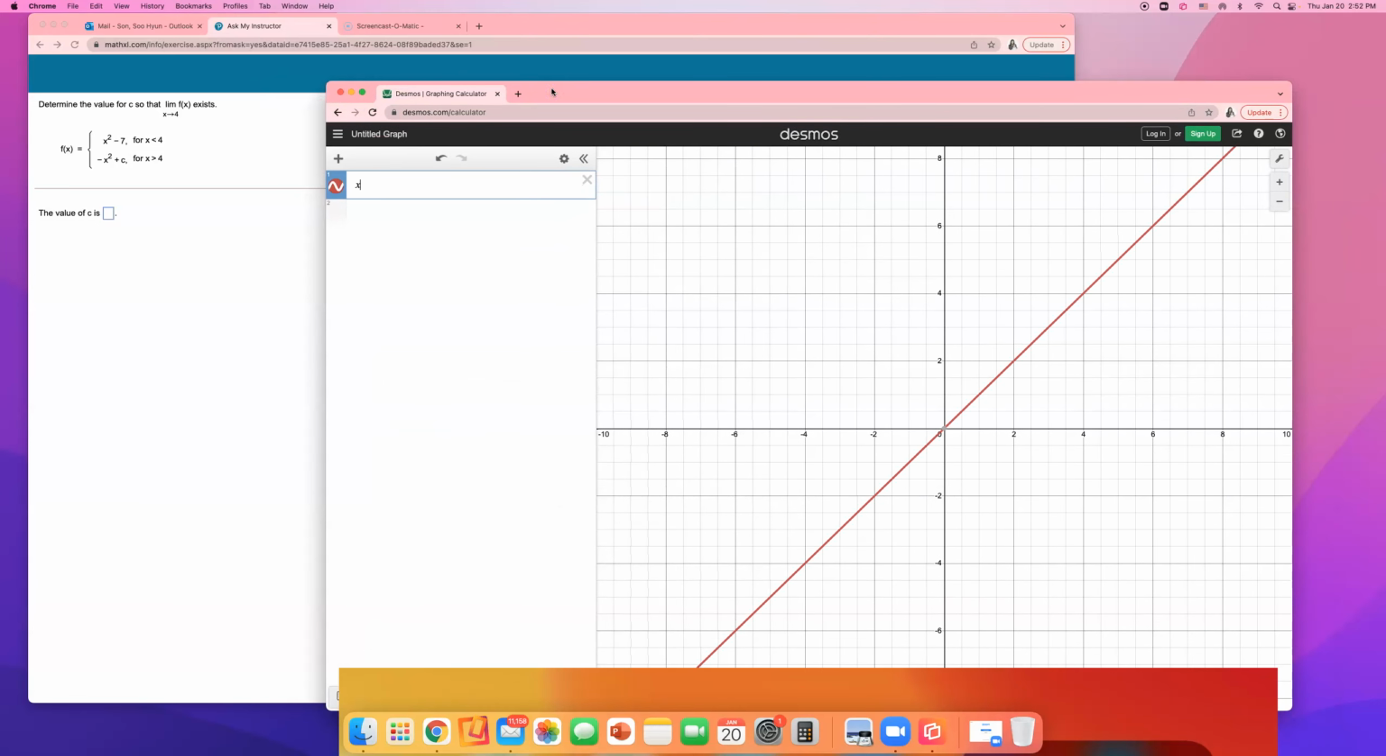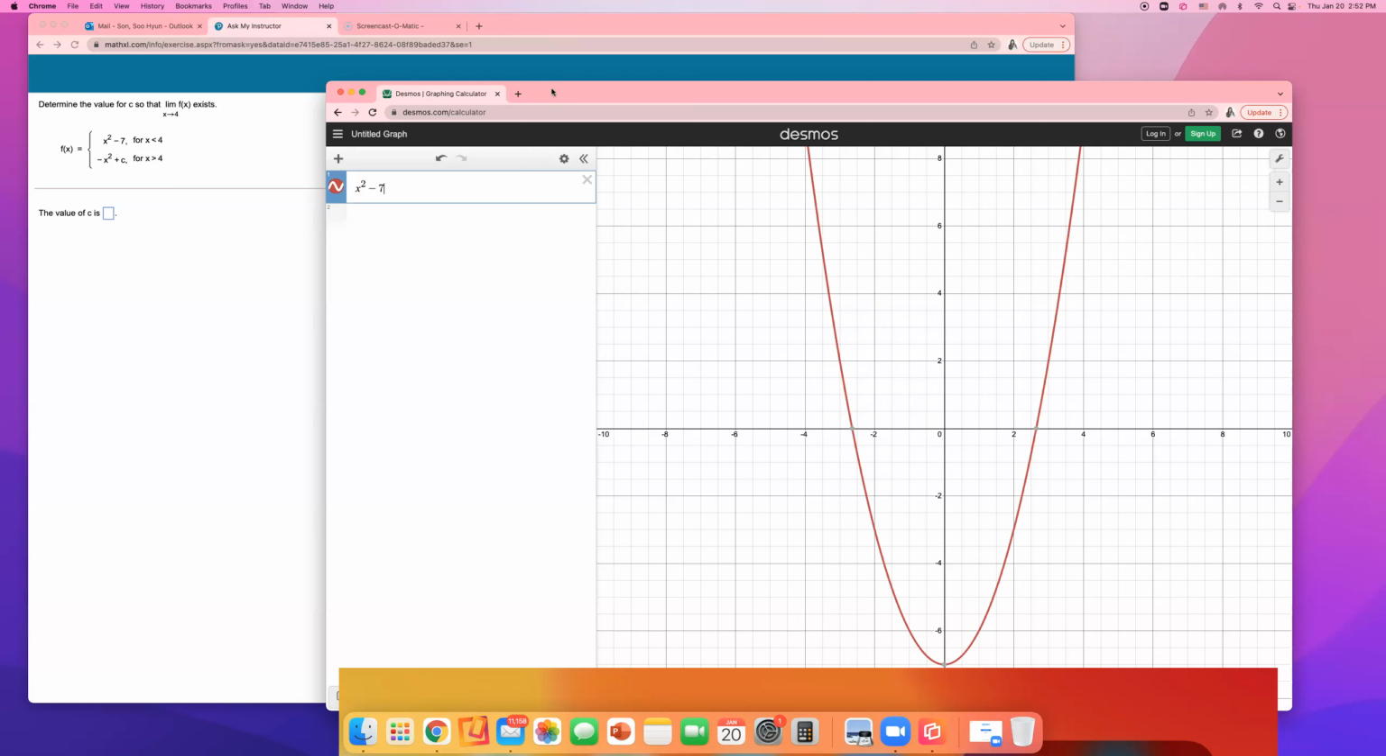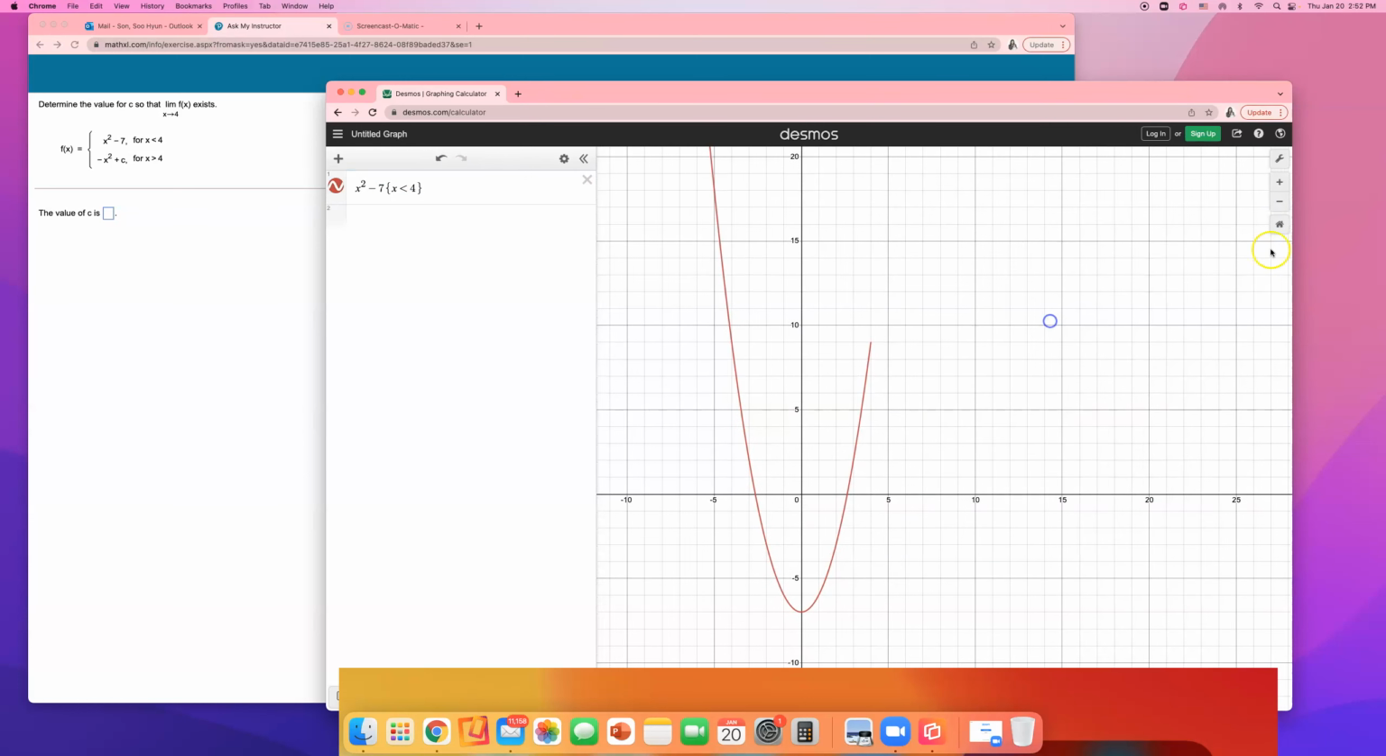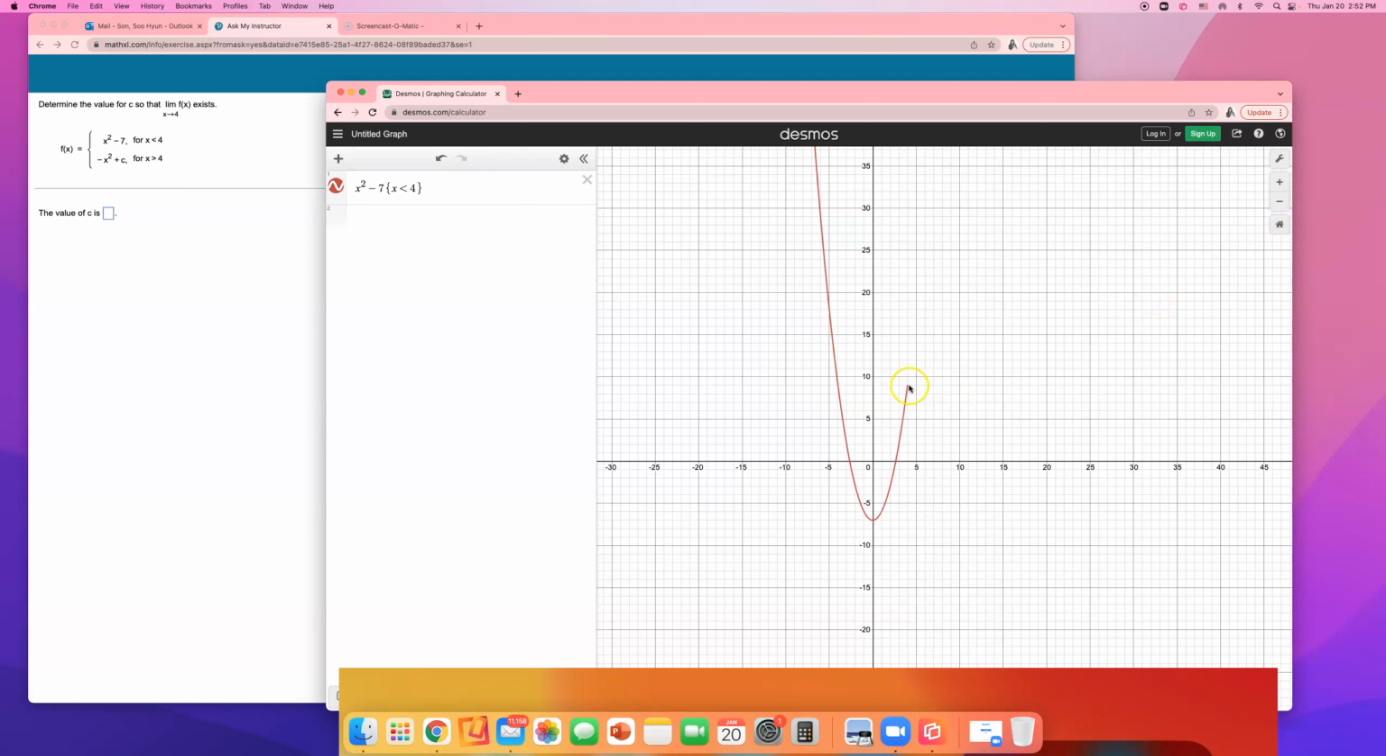I'll go ahead and type in x squared minus 7, and that is for x is less than 4. Notice that I'm using this fancy looking bracket to set the domain here, right? The first piece is going to be a part of a parabola, but that stops at 4, and we will have an open circle at 4. Let me go ahead and type in the second one: negative x squared plus c.